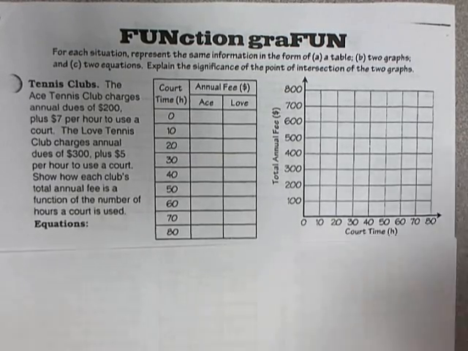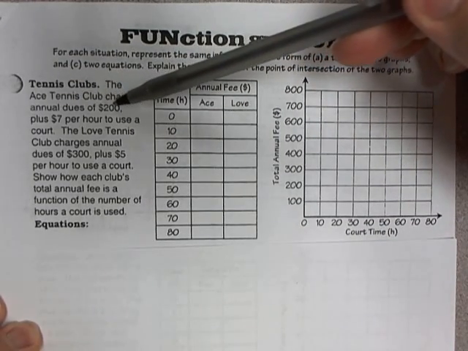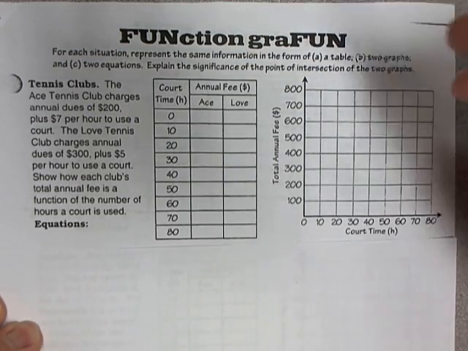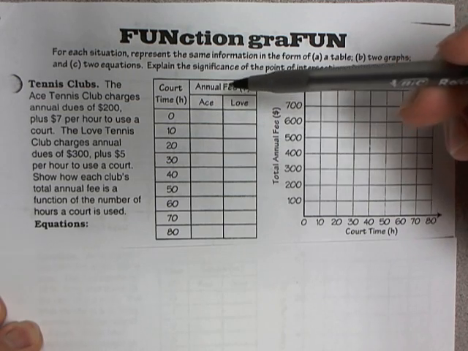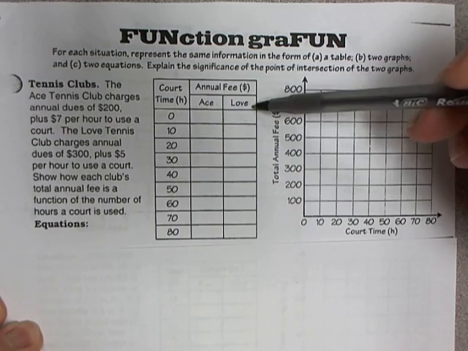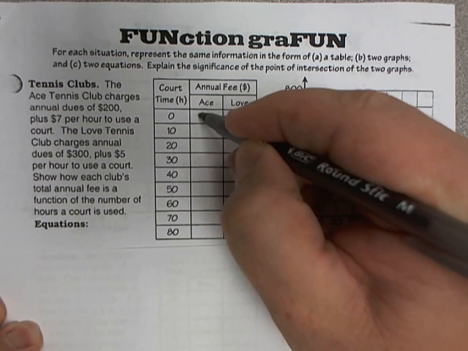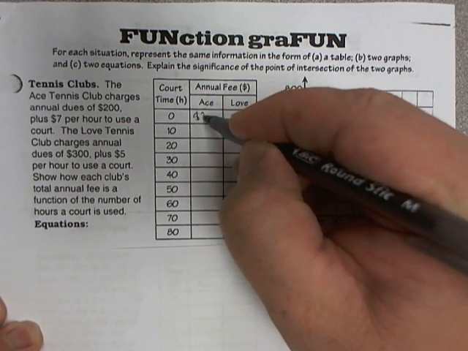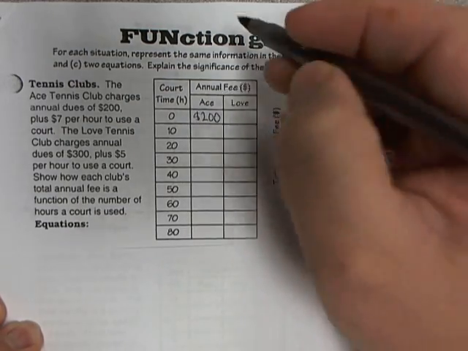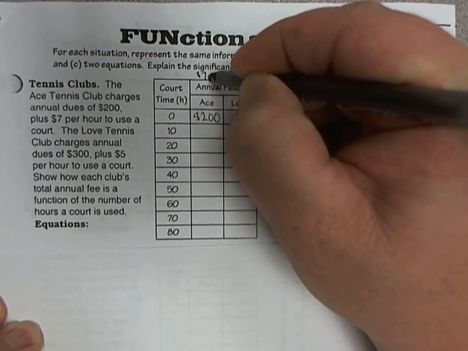Number 1, tennis clubs. The Ace Tennis Club charges annual dues of $200 plus $7 per hour to use a court. You can see the table on the right shows a column for the Ace Tennis Club and the Love Tennis Club. So let's write the amount of annual dues for Ace is $200, and let's continue reading. Plus Ace charges $7 per hour, so $7 per hour.